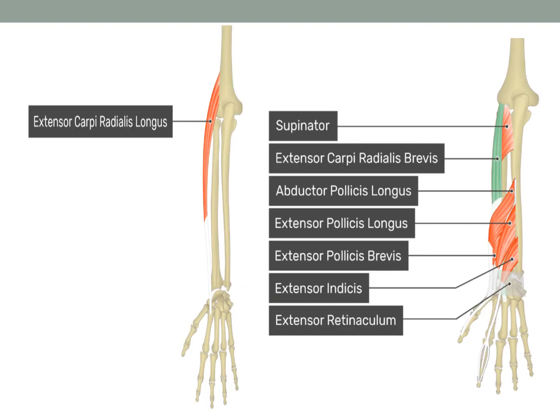The picture on the left illustrates the extensor carpi radialis longus, and that action is extension, and it also helps with flexion of the wrist. The origin is the lateral supracondylar ridge of the humerus, and the insertion is the base of the metacarpal.